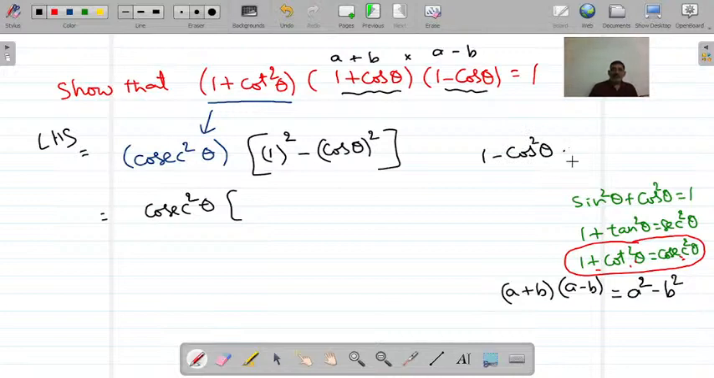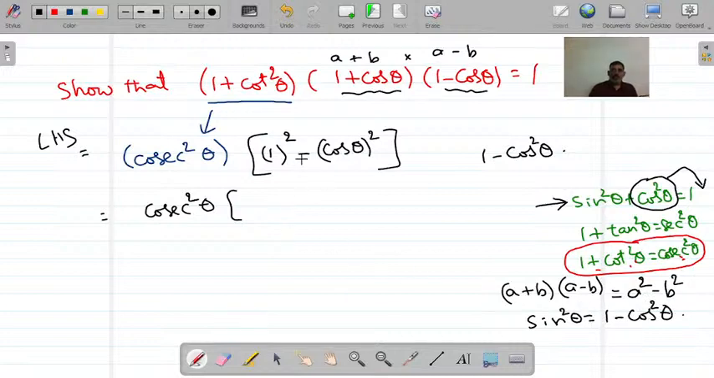What is the identity we have to use now? I think easily you can observe this. We know that sin square theta plus cos square theta is equal to 1. But I have 1 minus cos square theta. So what to do? Simply send this cos square theta to the other side. So I can observe that sin square theta is equal to 1 minus cos square theta.